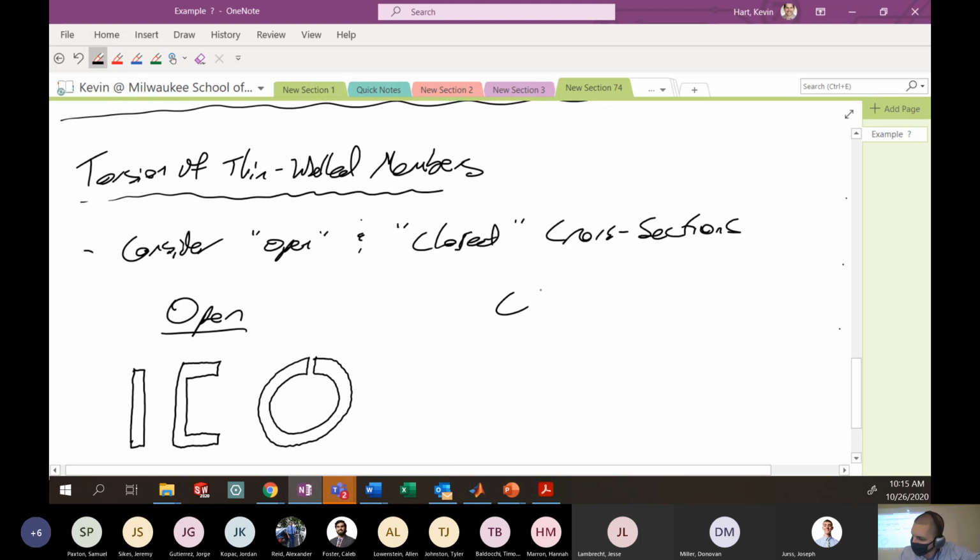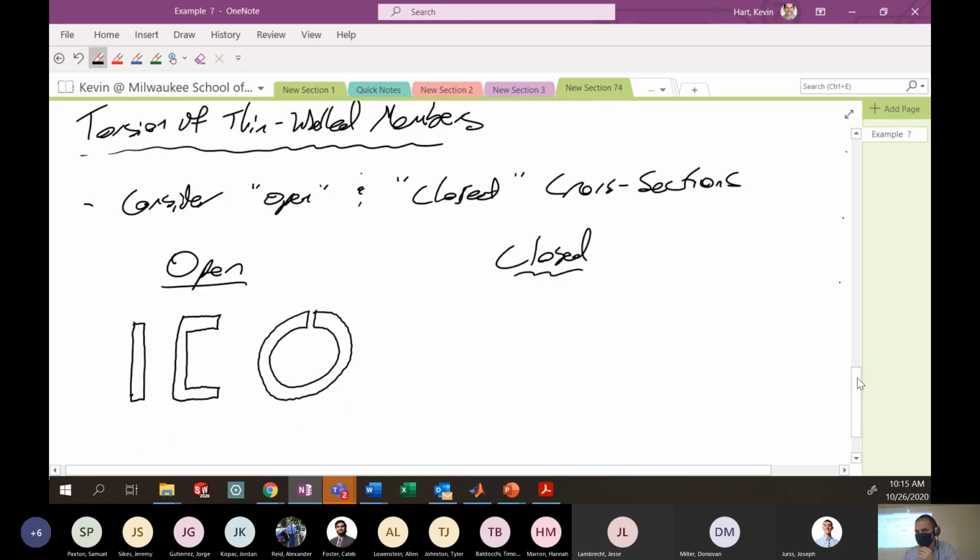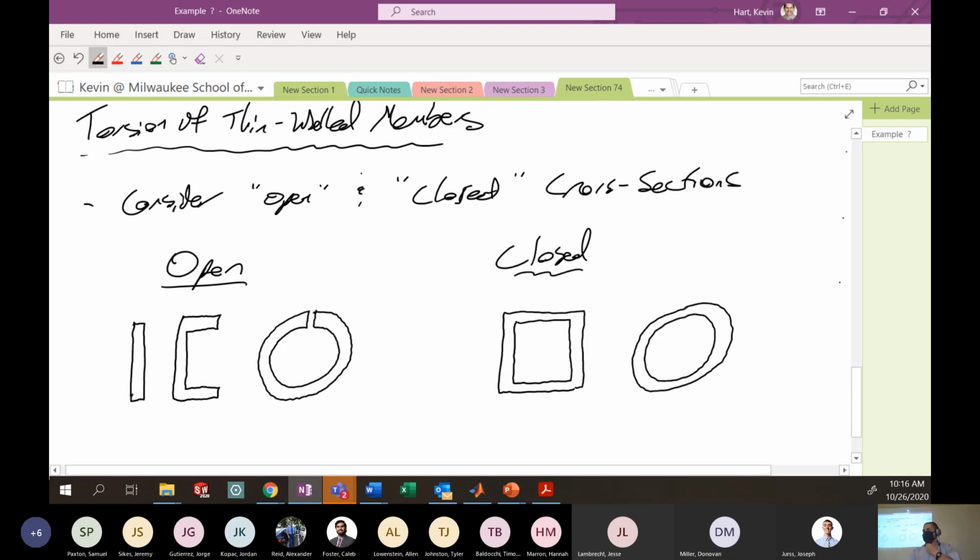Right? So closed would be sort of the opposite of that. A closed cross section would have some sort of area enclosed within the thin walls. So that would be one example of a closed square cross section. Obviously a thin-walled circular tube is going to be a closed cross section. So you get the general idea. There's some enclosed area here.